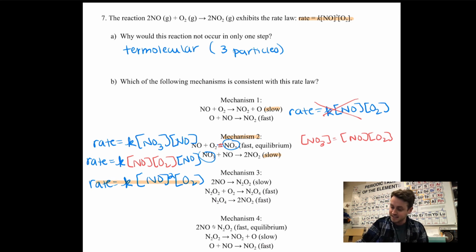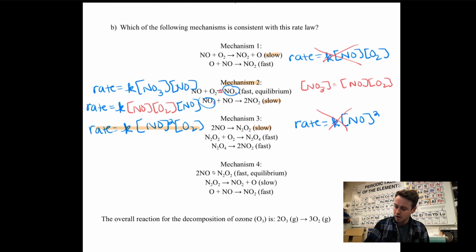And mechanism 3, oh, thank goodness. We have a slow step again for the first step. These are always much, much easier. So this is rate is equal to K times the concentration of NO squared. Once again, that does not match the rate law.